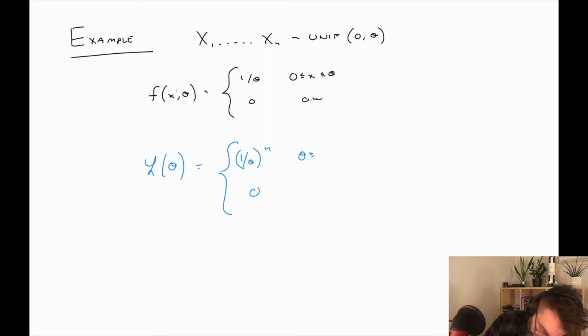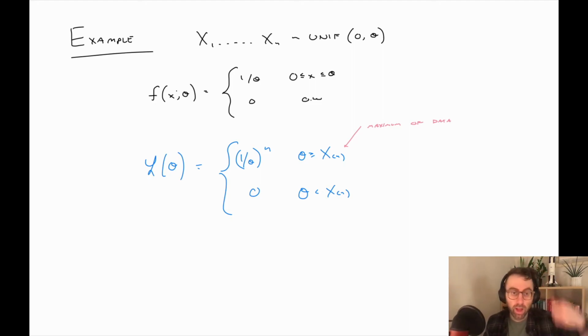Let's see, theta. Okay, so this x sub n, that is the maximum of the data, or the largest order statistic, if you will. Which, remember, when we're actually calculating the likelihood, that is a known value. So again, this is a function of theta, right? So we have to remember that.